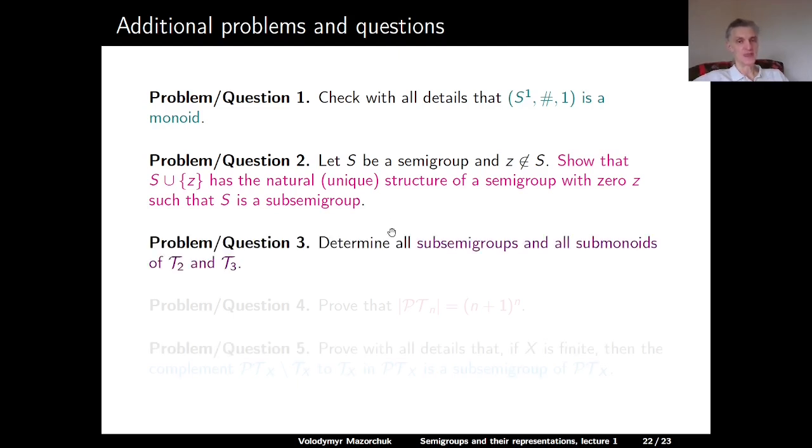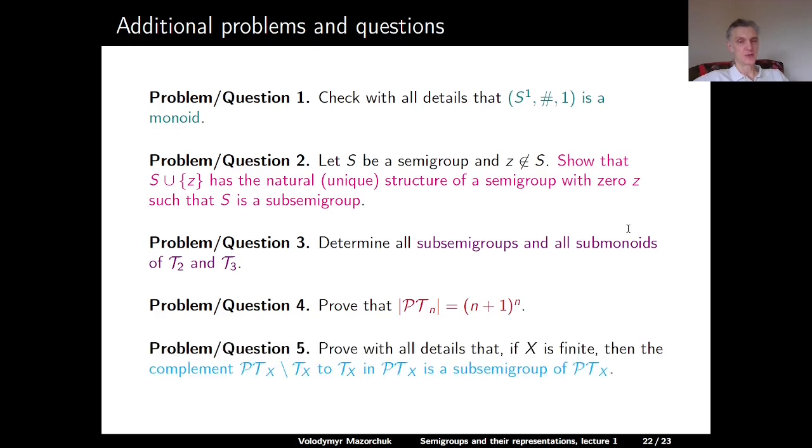Problem 3. Determine all subsemigroups and all submonoids of both T_2 and T_3. Problem 4. Prove that the cardinality of PT_n is equal to (n+1) to the power n. And problem 5. Prove with all details that if X is finite, then the complement to T_X inside PT_X is a subsemigroup of PT_X.